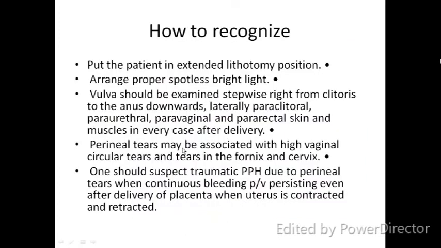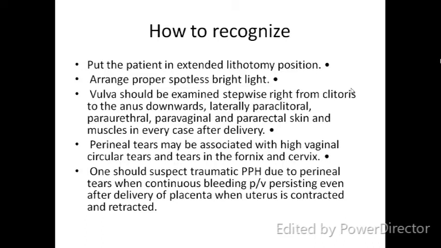So how to recognize it? Put the patient in extended lithotomy position and arrange a proper, spotless, bright light. The vulva should be examined stepwise, right from the clitoris to the anus downward, and laterally: paraclitoral, paraurethral and paravaginal. That is, everything lateral to the clitoris, urethra and vagina, and the pararectal skin and muscles, in every case after delivery. Perineal tear may be associated with high vaginal circular tear and tear in the fornices and the cervix.